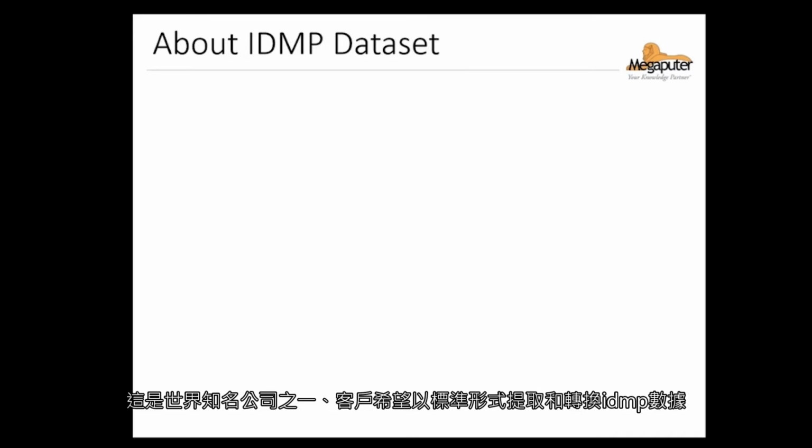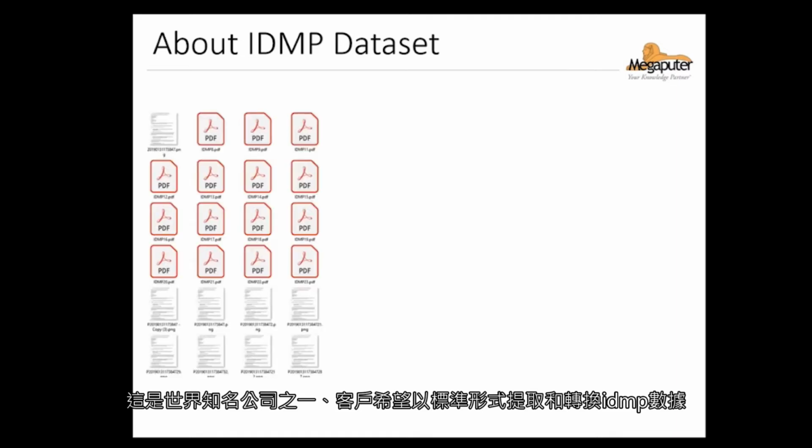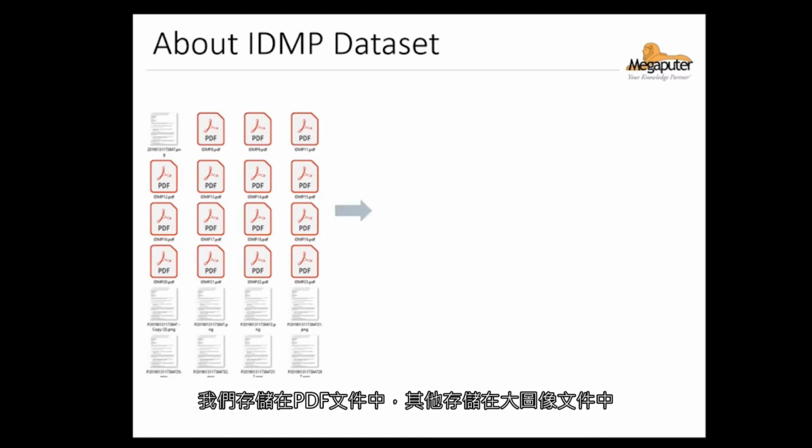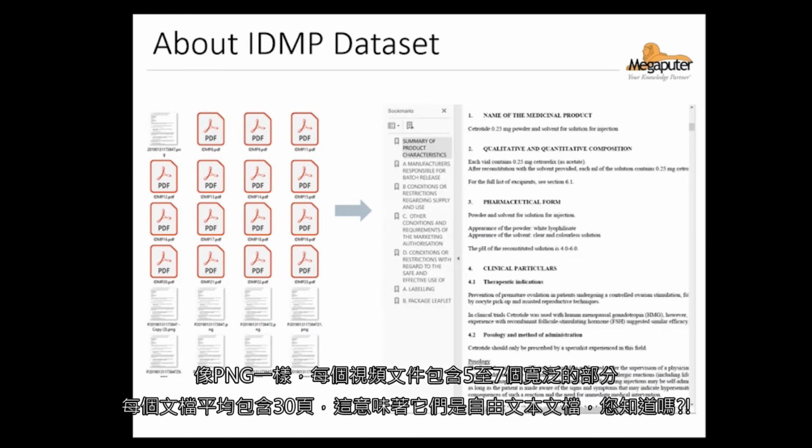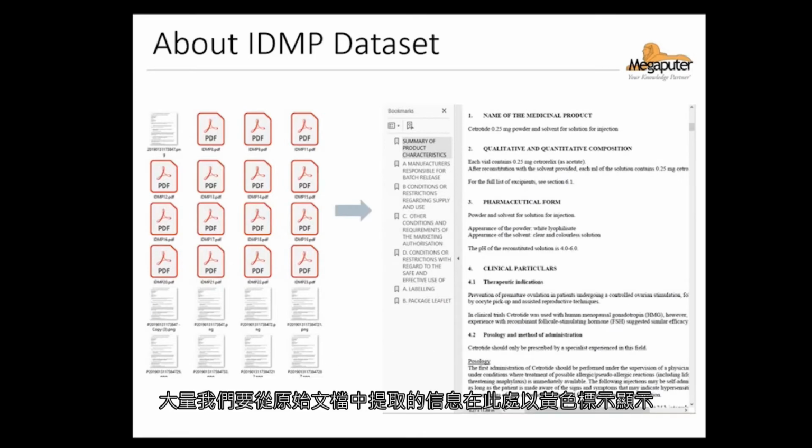So here is one real case example. We used to work with one of the largest pharmaceutical companies in the world. The client would like to extract and convert the IDMP data into a standardized form. Part of the data we got is stored in PDF files. Others are stored in large image files, like PNG. Each PDF file contains 5 to 7 broad sections, and on average, 30 pages for each document, which means the free text documents are in a very large volume.